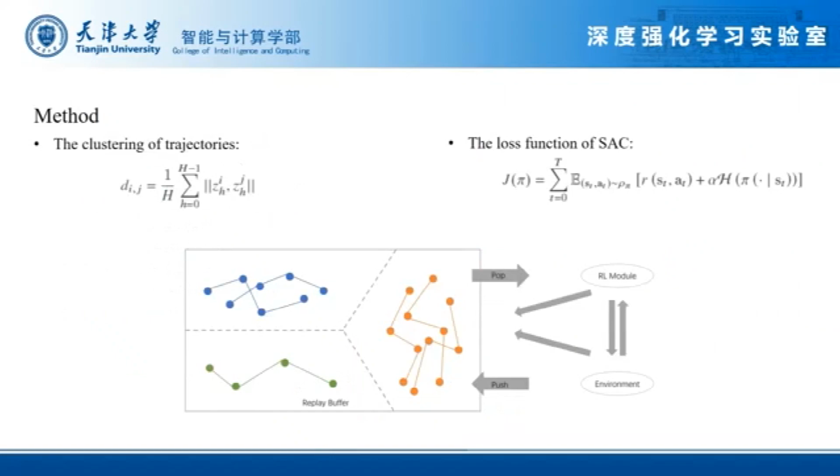We then use a simple Euclidean distance to calculate the trajectory distance and distinguish them by agglomerative clustering. When popping trajectory data from the replay buffer, we will select from the largest class as much as possible, thereby increasing the proportion of data of the classes with small occurrences.